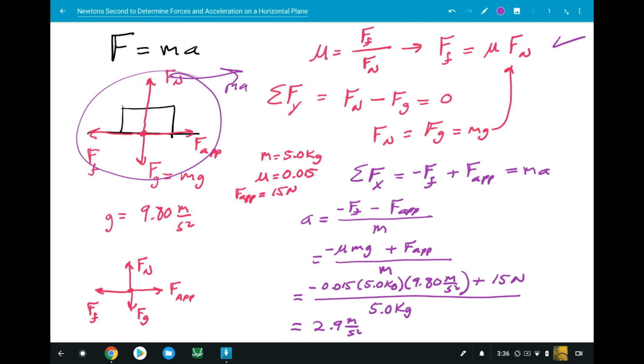Now we have the acceleration for this box. We can also determine the friction force if we want. And this is just the beginning step. So this is actually part one of a four-part series, where I will do inclined planes and velocities and distances.